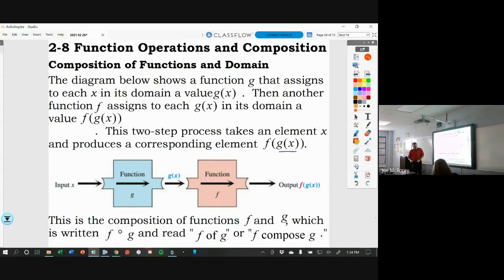Sometimes composition of functions f and g is written as f circle g. This is a composition. This means f of g. This means the same thing as this.